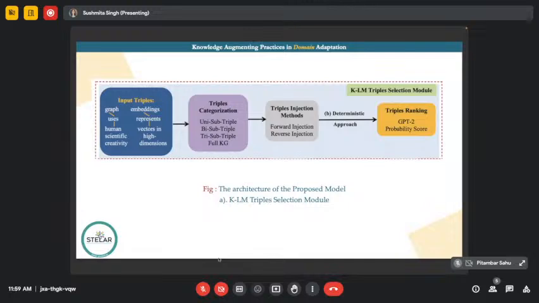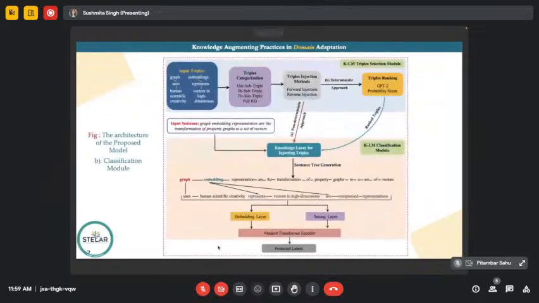So this is the first part of the model, which is the triple selection module, where we process the triple, we select the triple, and we decide in which format we want to inject it. That passes through GPT and returns a perplexity score for us to decide what kind of sentences we want to feed to the model. This is the whole picture of the architecture, which will become more obvious and clearer after this explanation.